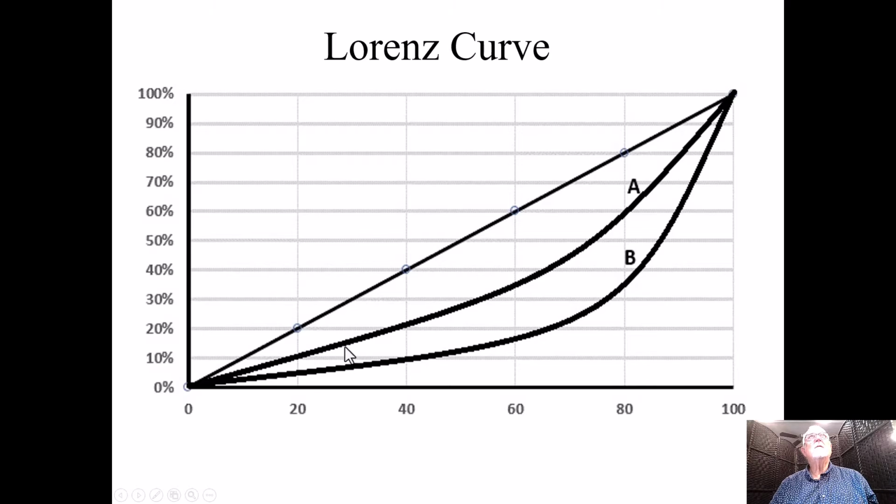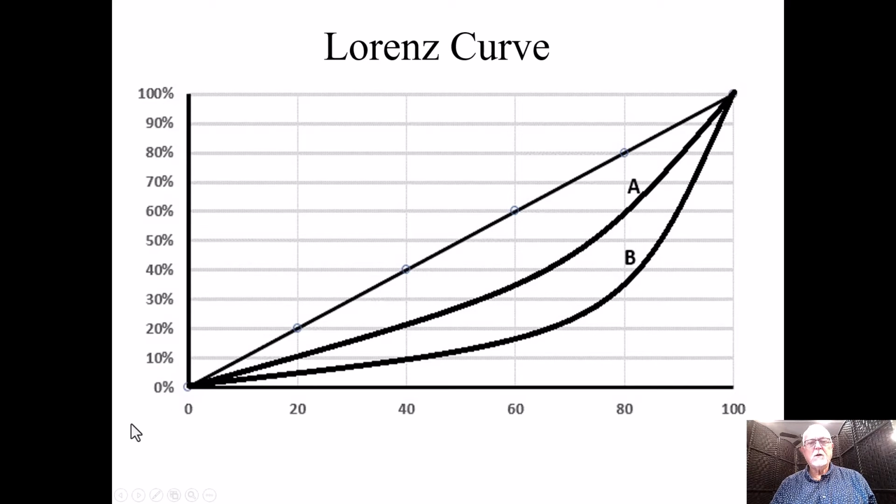Now, this Lorenz curve B, if you will, says that the lowest 20% of income earners only earn maybe about 4% of the income. So the farther out to the right the curve, the more unequal the distribution of income is.